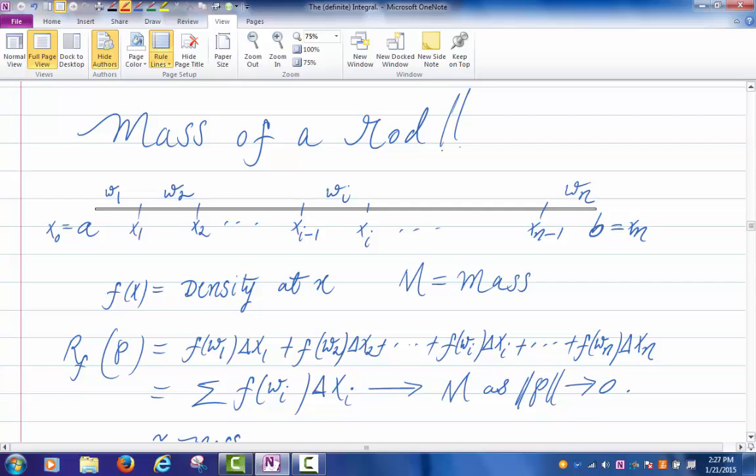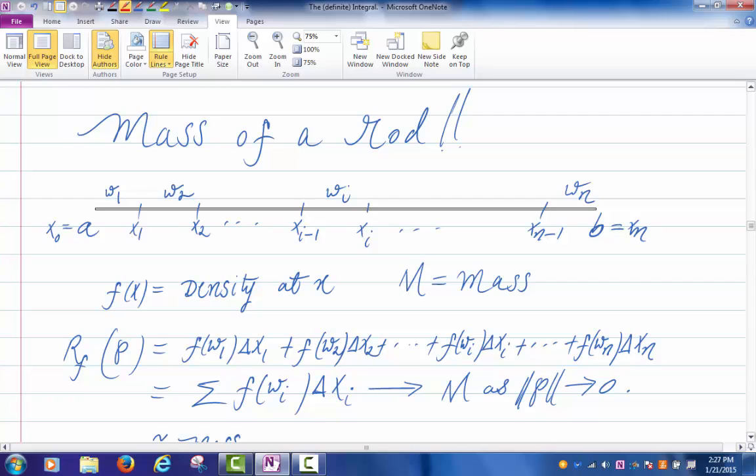Okay? So let's pick n to be a big number, and then cut the rod into smaller pieces. So the first piece goes from A to x1, second piece goes from x1 up to x2, and so on. So we are just breaking the rod into small pieces. And then, let's say n is so big, billion, trillion, whatever, that these pieces are so tiny. If these pieces are very, very tiny, then I can assume that the density over that small piece is constant.